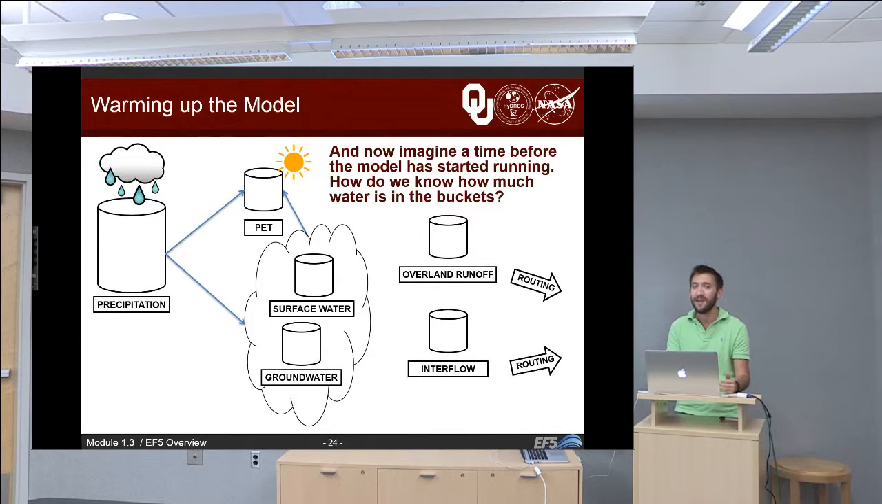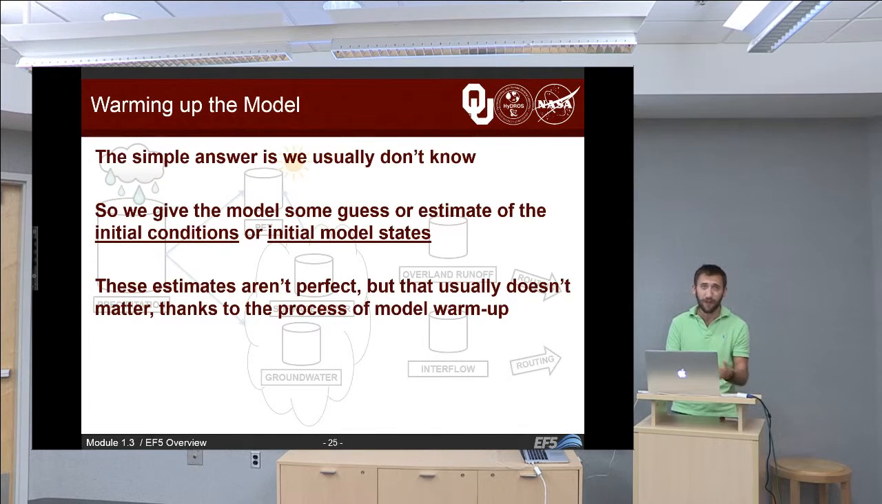And so for those, we need some other way of figuring out how much water is in the buckets. The simple answer is we usually don't know the answer to this question. So we use some sort of guess. We guess how much water is in there, and we call that the initial conditions or the initial model states. And these estimates aren't ever perfect, but that usually doesn't matter because we have something called a model warm-up.